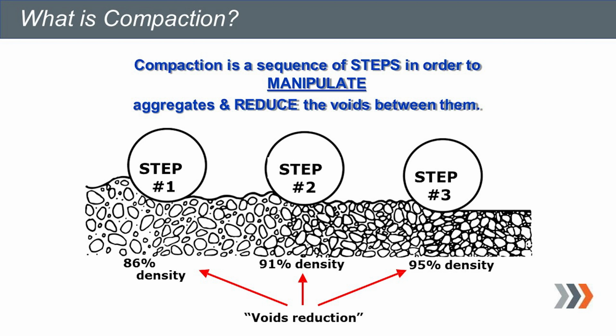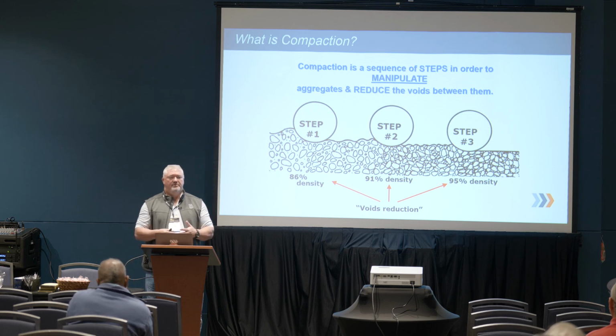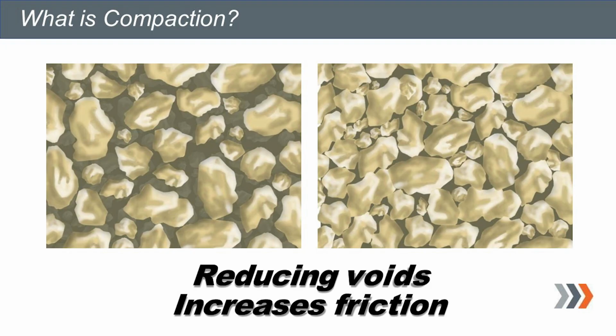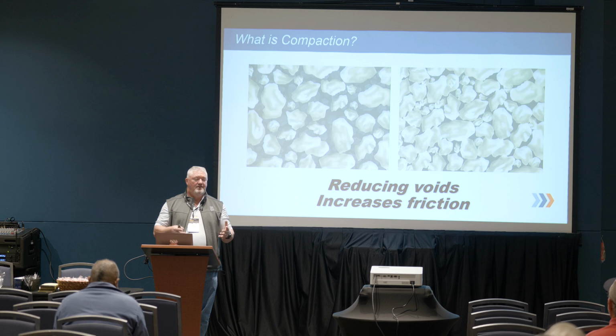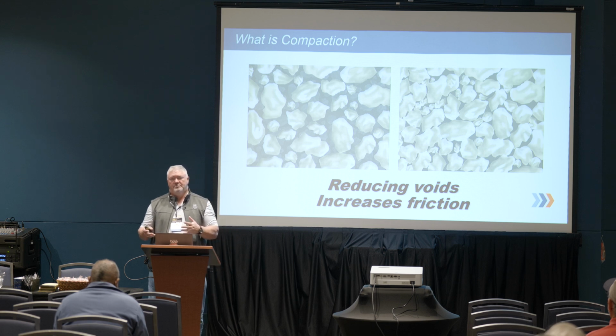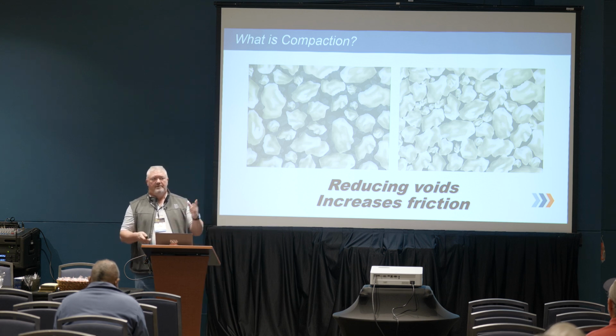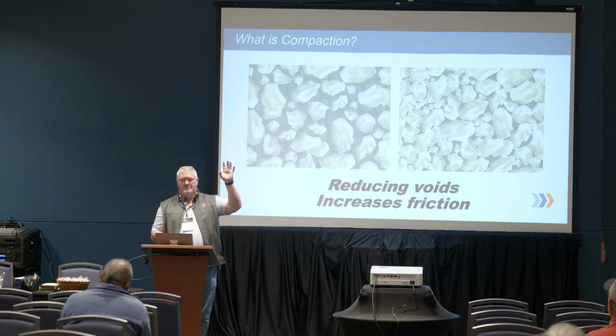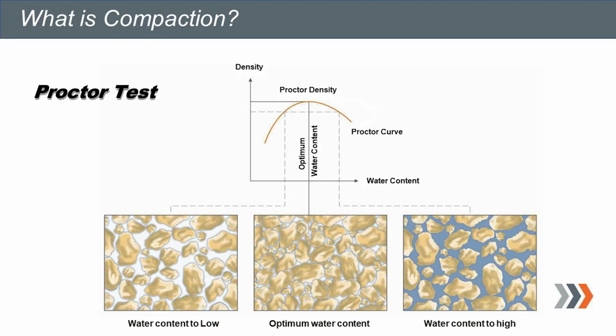So what is compaction? It's really just a manipulation of particles to get down to a material that's stable that we can build on. If we're looking on the soil side, when we start compacting, we create friction. When we create friction, we got to put some kind of a lubricant in there to reduce that. That lubricant is moisture, water. How many have heard of a proctor before? Okay, everybody understands.